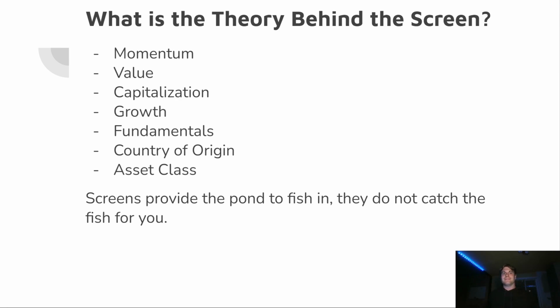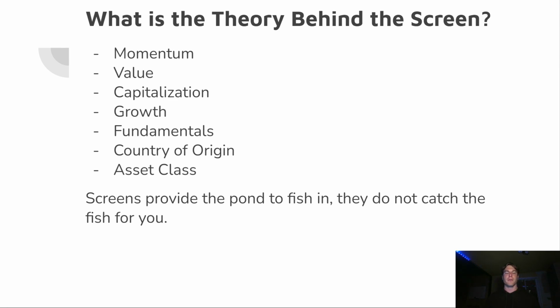So now, moving into today, what's the theory behind the screen? You're going to want to look for assets that meet your criteria, and you can set that criteria however you want to. If you want to look for momentum, you can do a momentum screen. If you want to try to find value, you can do it that way. You can screen based on market capitalization. You can screen based on earnings growth rates, revenue growth rates, whatever your favorite fundamental ratio is. You can screen for that.